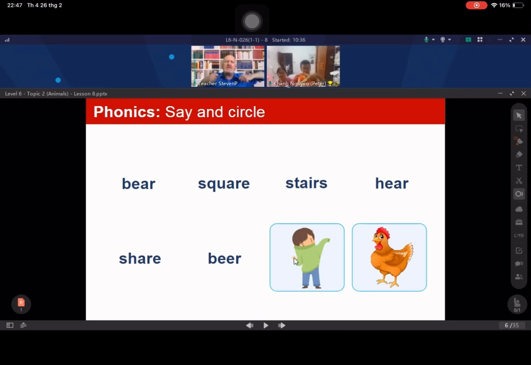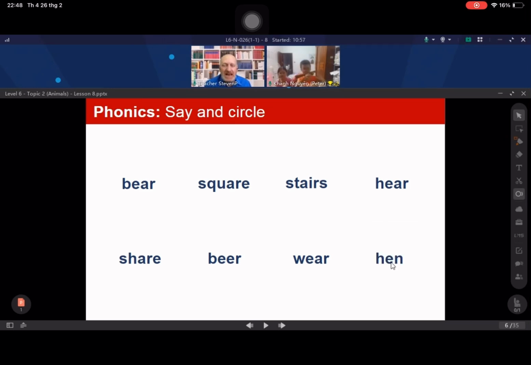And when you put clothes on, what do you do? Wear clothes. That's right, you wear clothes. Okay. And what is this last one, Mia? Chicken. Chicken, yes, that's right. Another word for a chicken is a hen, right? A hen, and that also does not make the air sound.